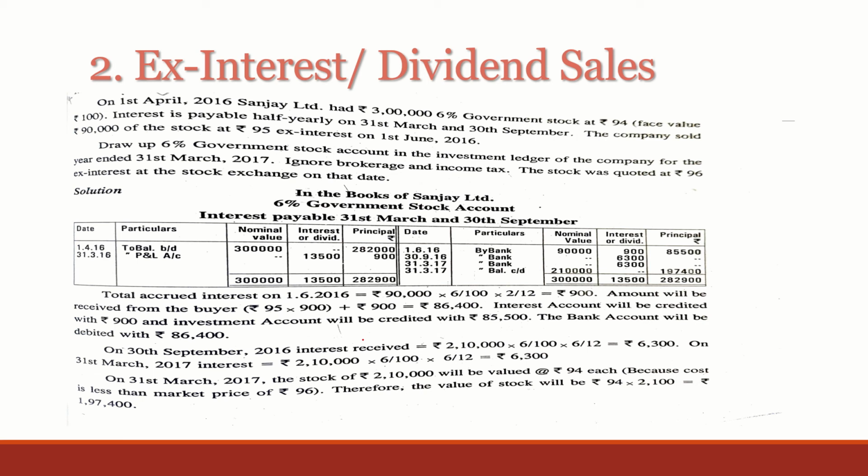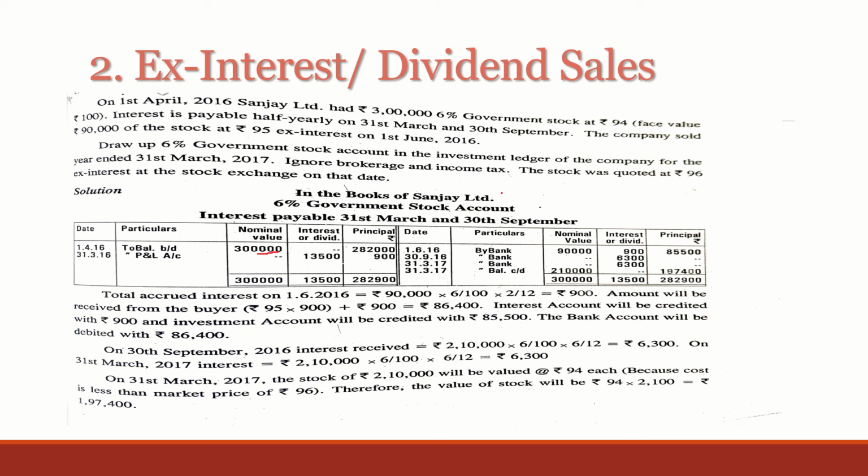And the face value is 100. So from that it is clear that we have 3,000 government stock of rupees 100 each. So nominal value is 3 lakh. Then what will be the principal value? 3,000 into 94. So 3,000 into 94 will be the principal value. 3,000 into 94 is 2,82,000. Okay, fine.